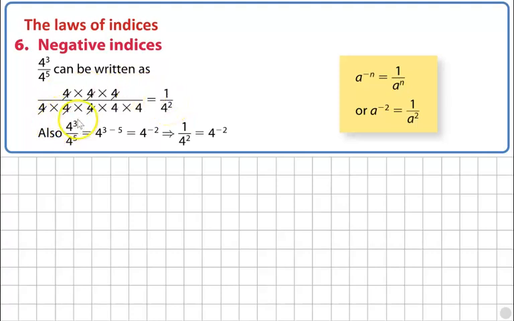Also, 4 to the power of 3 divided by 4 to the power of 5 gives us 4 to the power of 3 minus 5. Dividing powers with the same base, we subtract the powers, which is 4 to the power of minus 2, which also gives us 1 over 4 to the power of positive 2. So this is our rule here. So a to the power of minus n is equal to 1 over a to the power of n, or a to the power of minus 2 is equal to 1 over a to the power of positive 2.